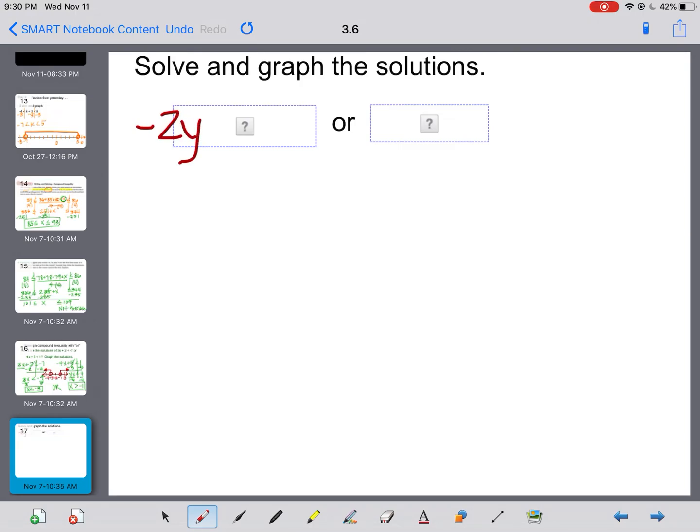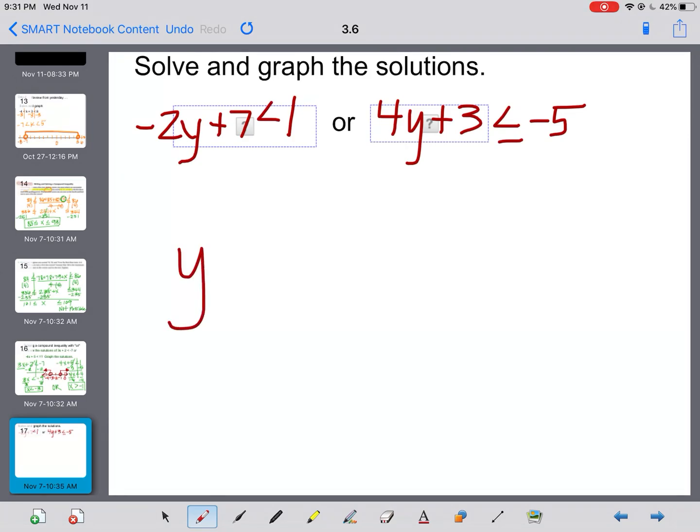Okay, last one. I think if you want to pause the video after I write these out and give it a shot and then come back, that would be perfect. Okay, so negative 2y plus 7 is less than 1, or 4y plus 3 is less than or equal to negative 5. Okay, pause the video here, try to solve this on your own, and if you've got this, then you're ready for the assignment. Come back and check your answers when you're finished.